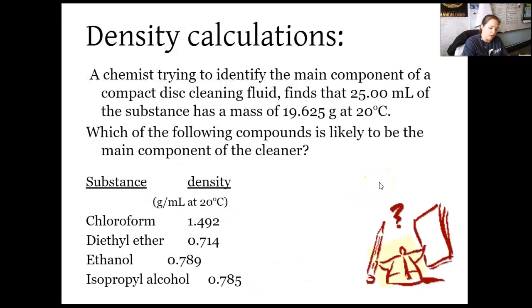Let's get some calculations in. So we have a chemist trying to figure out the main component of a cleaning solution. They figured out the mass of the substance and they found the volume of that substance. It was 19.625 grams for 25 milliliters. And they want to figure out what the compound is likely to be. So first thing we got to figure out, because it gives us a bunch of densities, maybe I can figure out density to figure out what it is. All right, let's figure out the density.